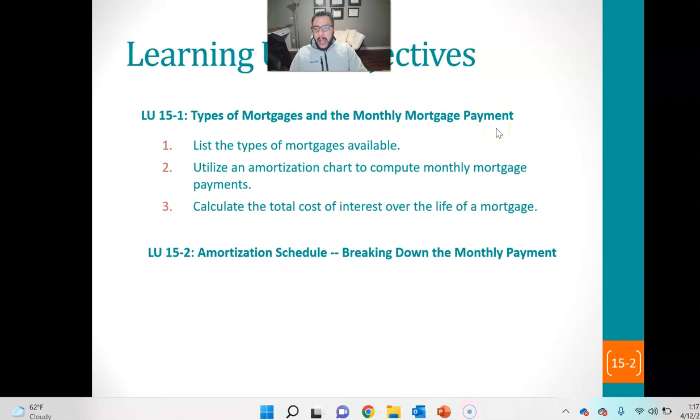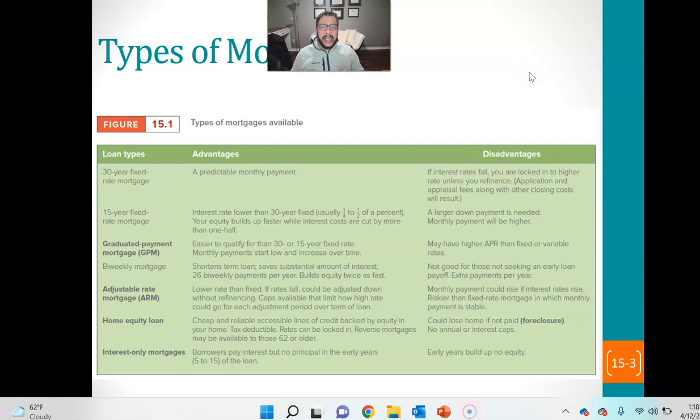So first of all, let's talk about the types of mortgages. Let's talk about what a mortgage is. A lot of people think that, in reality, a mortgage is your house note. That really isn't true. The mortgage is actually an instrument that secures the home loan that you have, right?